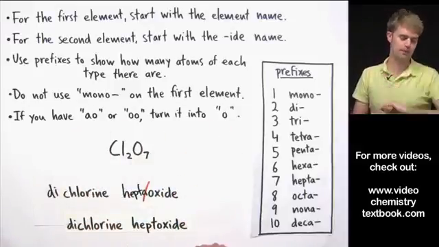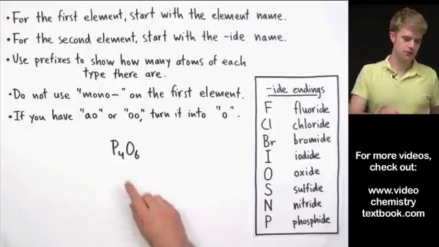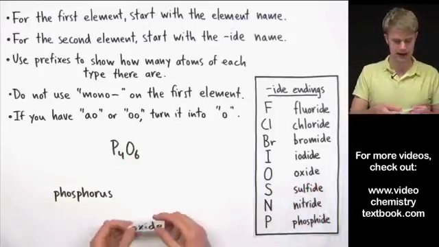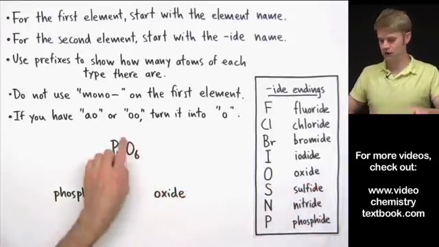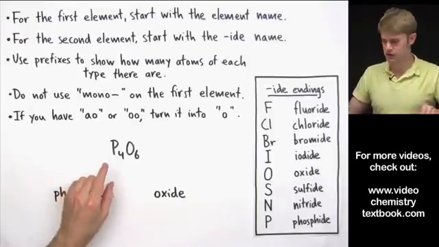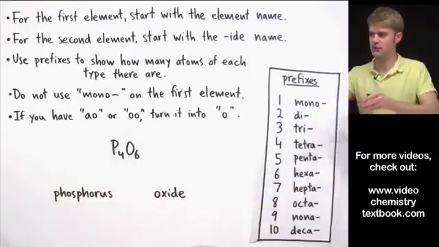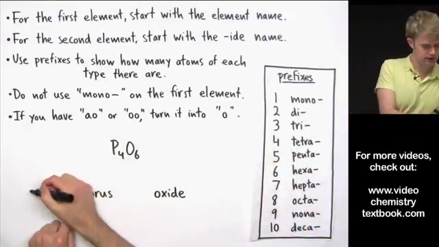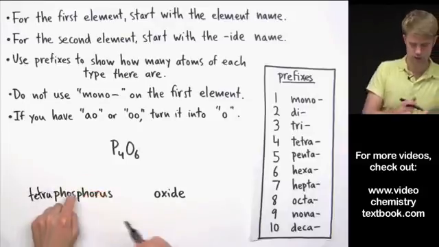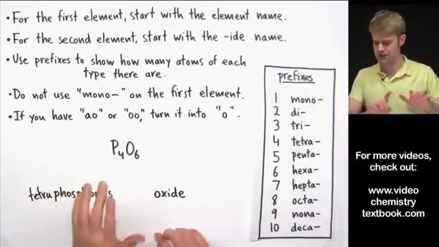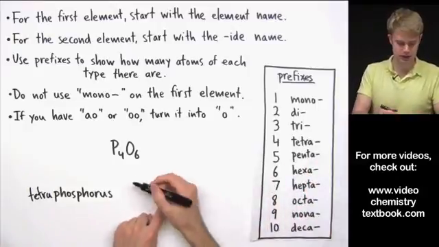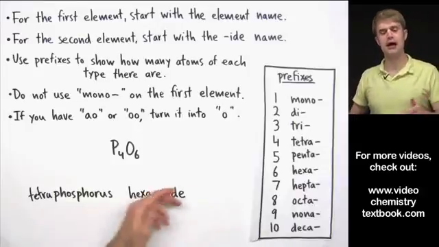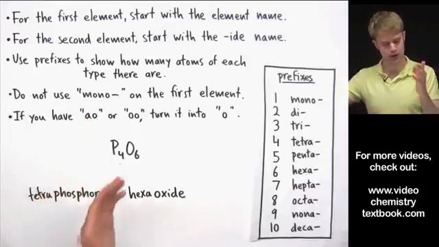Let's do one more. P4O6. So the P, phosphorus, is our first element, and then O, we got oxide. That is the IDE name for oxygen here. All right, now let's use the prefixes. Switch to our prefix table here. We have 4 phosphorus, so we're going to use the tetra prefix, so tetraphosphorus. And then for oxygen, we have 6 of those, so we're going to use hexa here. And just as before, we end up with this awkward name, hexaoxide. We get an AO, so we're going to get rid of this A here.